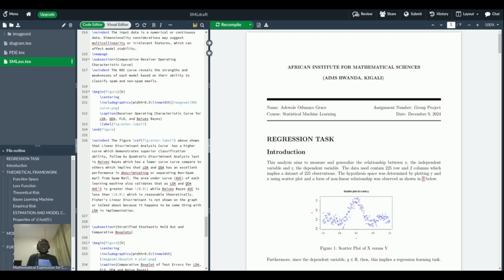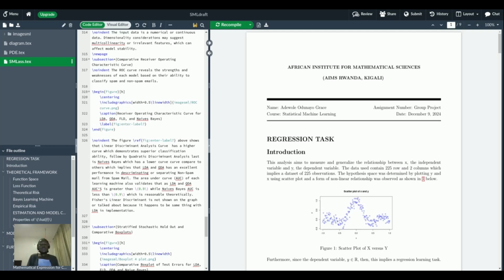In these assignments, we were tasked with regression and classification modeling. Let's dive into it. Regression task. The data used contain 225 rows and two columns, my y and x variables. My y is my dependent variable and my x is my independent variable.